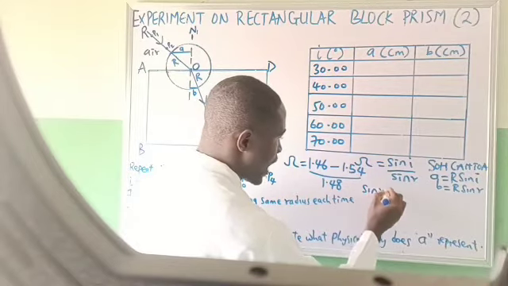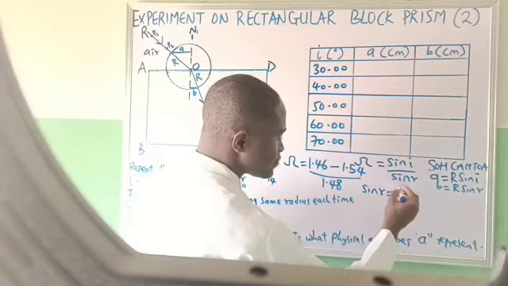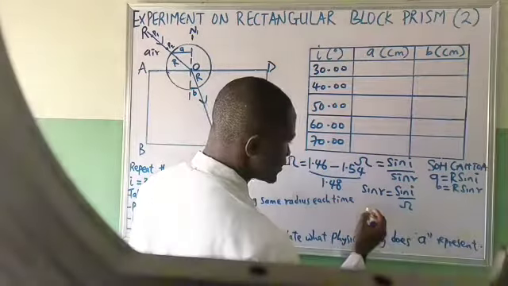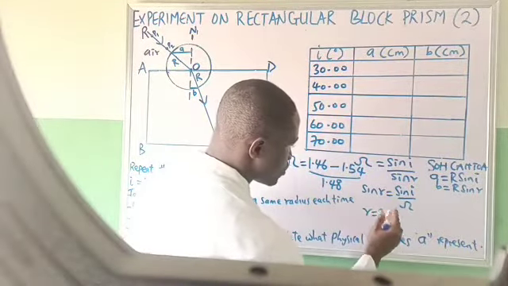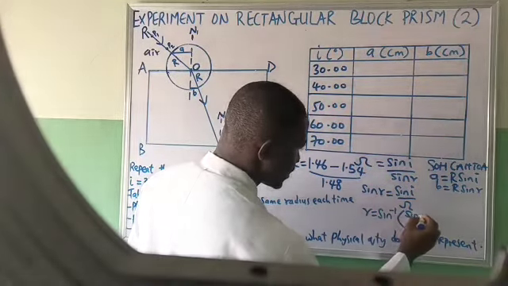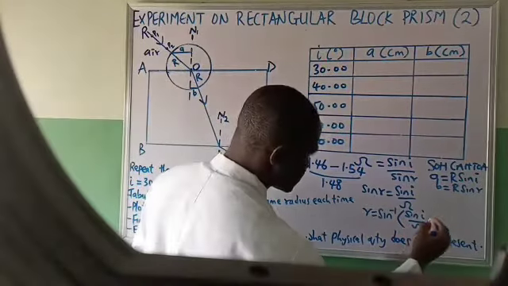sine r is equal to sine i over the refractive index. Therefore, r will be equal to sine inverse of sine i over the refractive index.